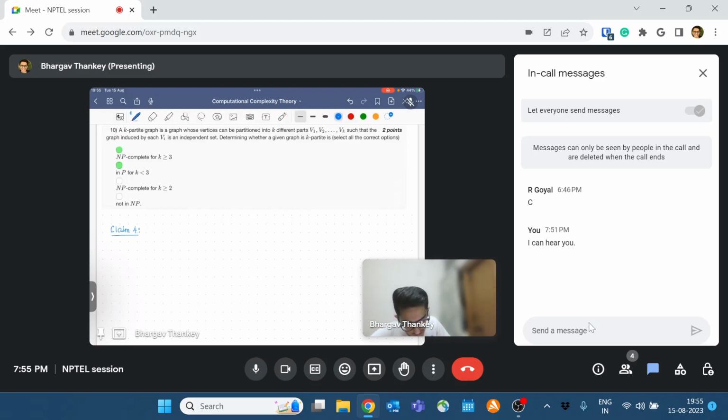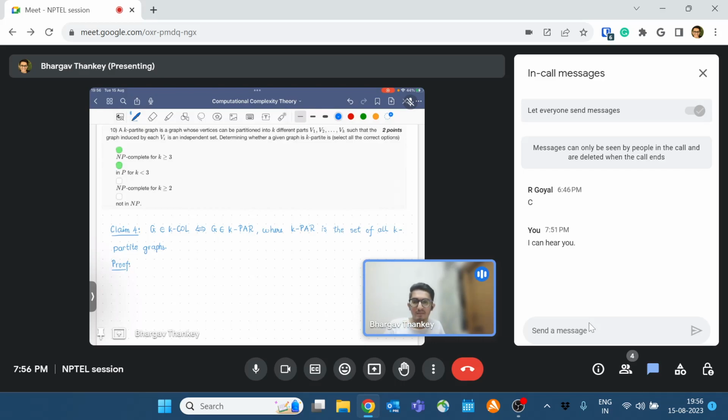So claim 4: G is K colorable if and only if G is K partite, where K partite. So this is the claim.